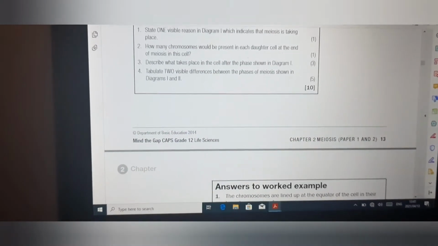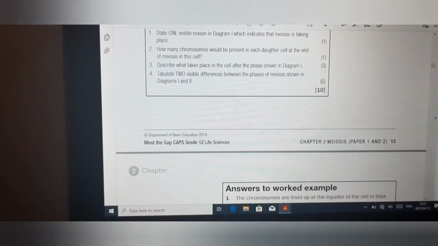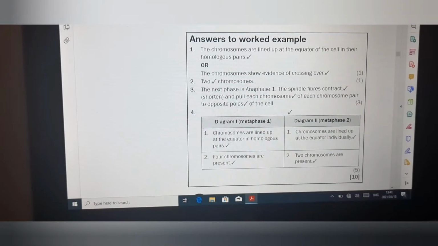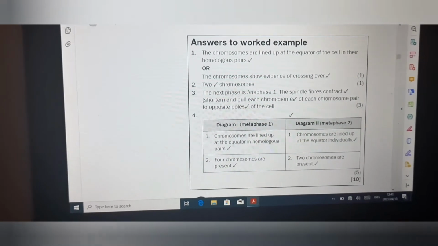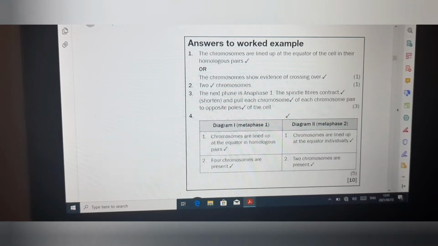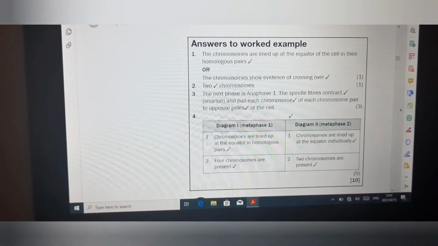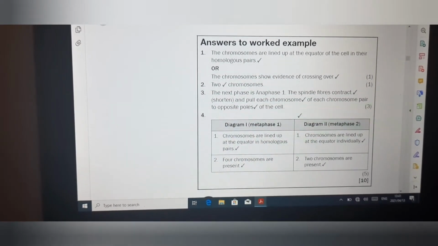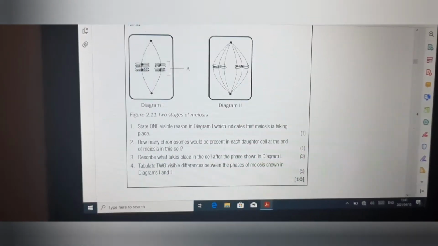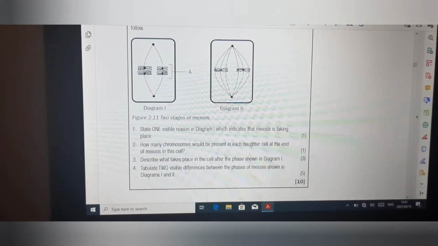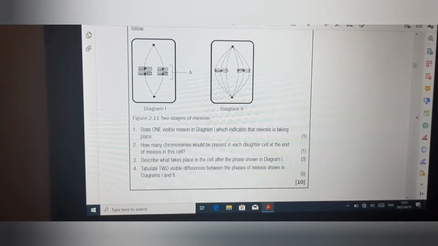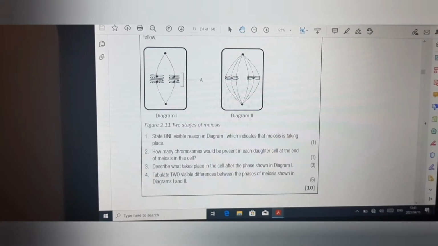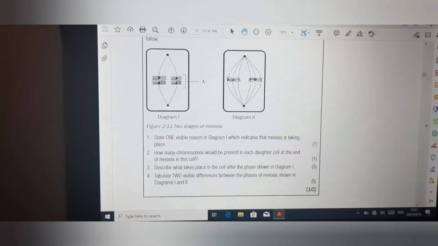Now tabulate 2 visible differences between the phases of meiosis shown in diagram 1 and diagram 2. So in diagram 1, chromosomes are lined up at the equator in homologous pairs. In diagram 2, chromosomes are lined up at the equator individually. On diagram 1, 4 chromosomes are present. On diagram 2, 2 chromosomes are present. Let's go back to see if this is true. You see on diagram 1 you have 2 that are not apart. These are not chromatids. This is a full chromosome. And on diagram 2, there are 2 full chromosomes that are in pairs.